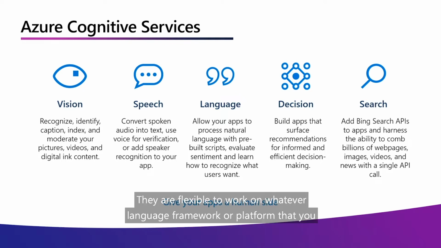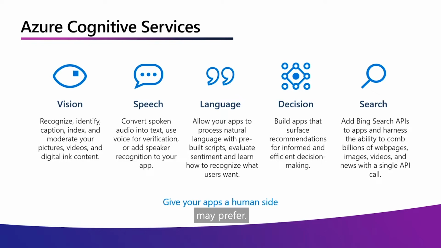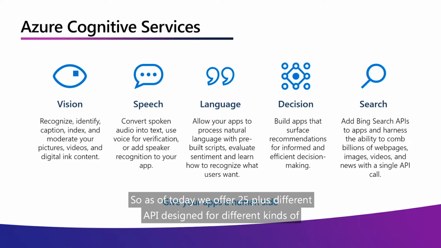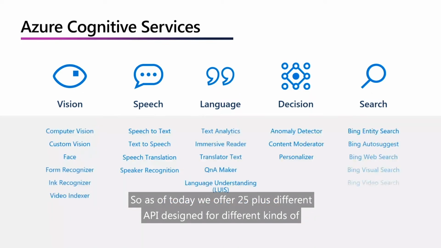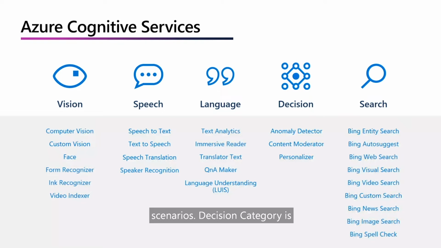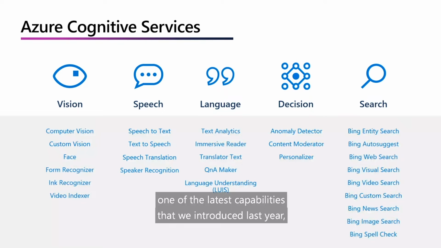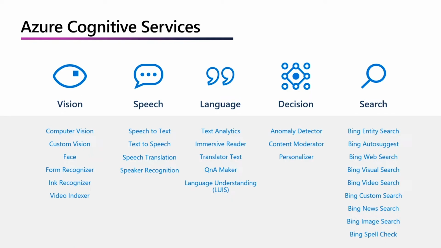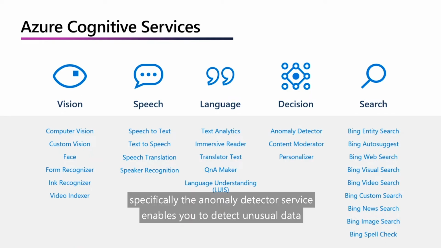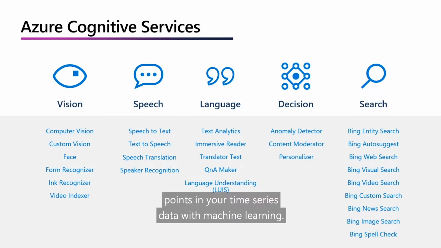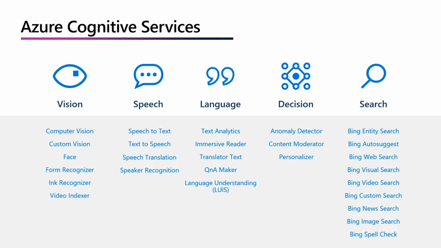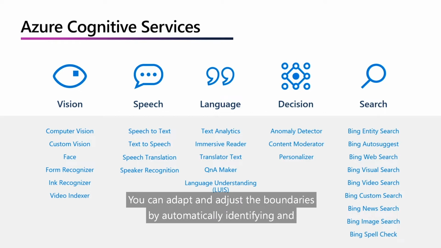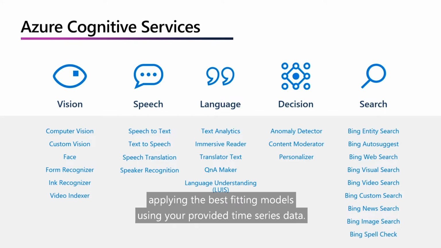They are flexible to work on whatever language, framework, or platform that you may prefer. So as of today, we offer 25 plus different APIs designed for different kinds of scenarios. The decision category is one of the latest capabilities that we introduced last year. Specifically, the anomaly detector service enables you to detect unusual data points in your time series data with machine learning. It can adapt and adjust the boundaries by automatically identifying and applying the best fitting models using your provided time series data.